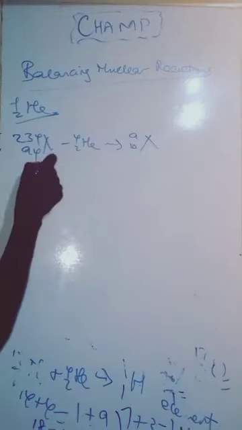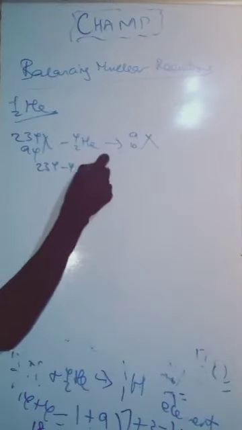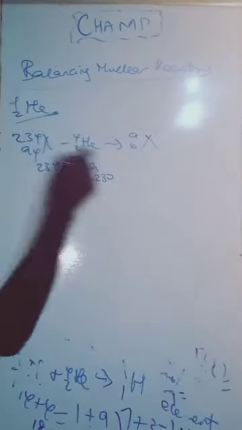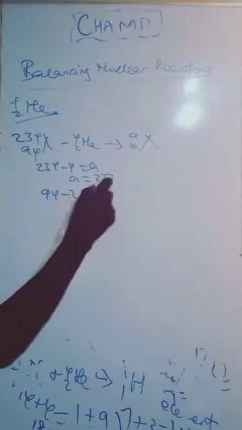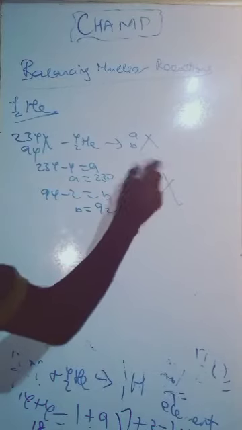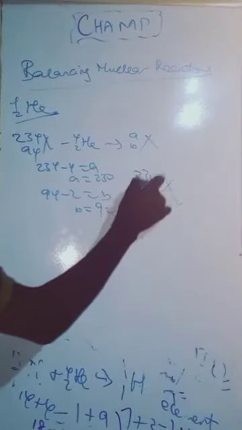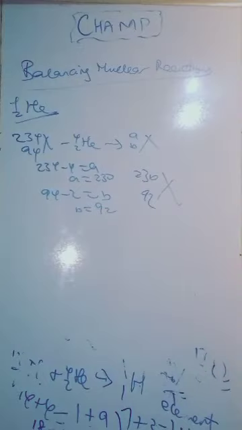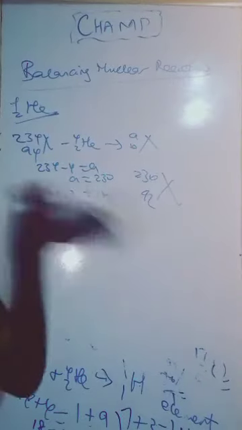Let's solve. So you have 234 minus 4 is equal to A. A is equal to what? 230. 94 minus 2 is equal to B. B is equal to what? 92. So your X is equal to 230. And what's 92? Yes. Let me just give 3 more advanced questions. Then we'll be done for this.